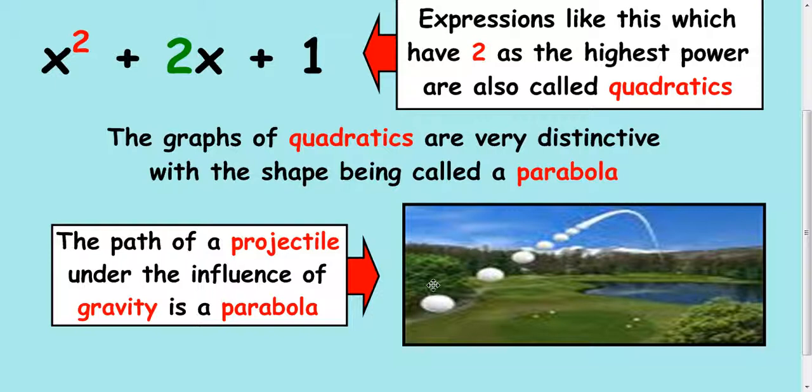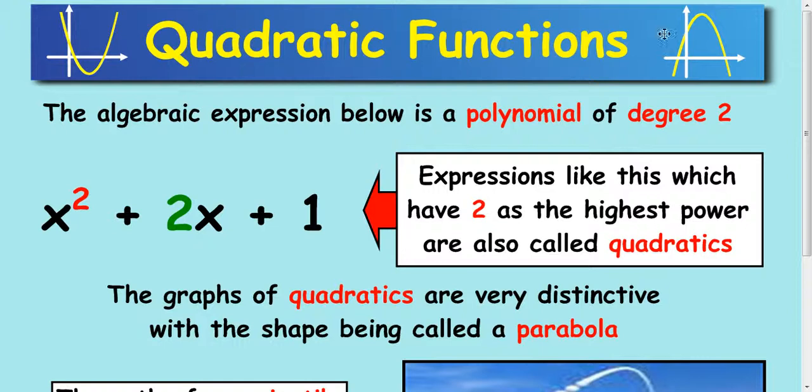Also, when you throw an object up into the air with a slightly forward motion, it will create a parabola. In this picture here we've got a golf ball going up into the air and peaking and then coming back down, due to the influence of gravity. A parabola is always symmetrical as well. It has a maximum turning point as seen here, or a minimum turning point here.